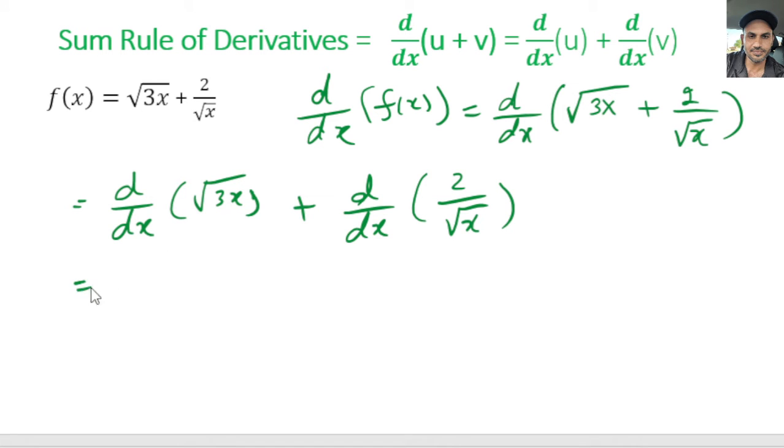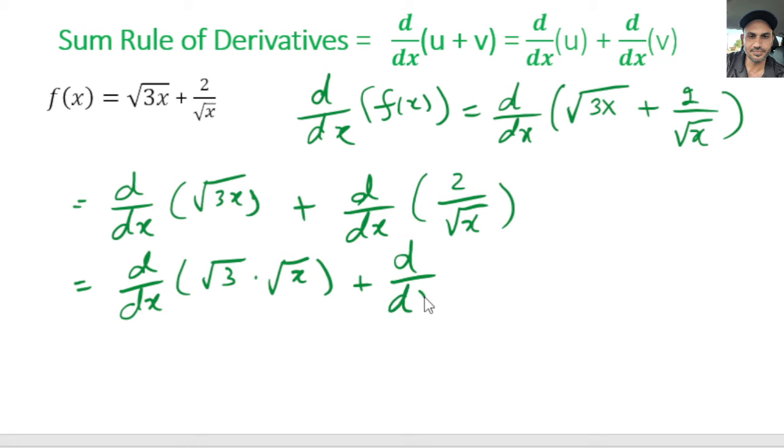First, I'm going to separate these terms into separate square roots. So we have square root of 3 times square root of x. Since we are taking the square root of 3x, which is square root of 3 times x, we can separate the terms under the square root and write them separately. So we can expand this into this form, plus we have d over dx of 2 over square root of x.